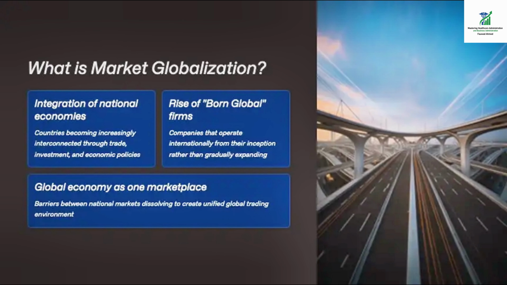Defining globalization of markets. First is the concept of market globalization. At its core, market globalization is the growing interdependence of national economies. Think of the world economy as a giant marketplace where borders matter less and firms can reach customers anywhere.